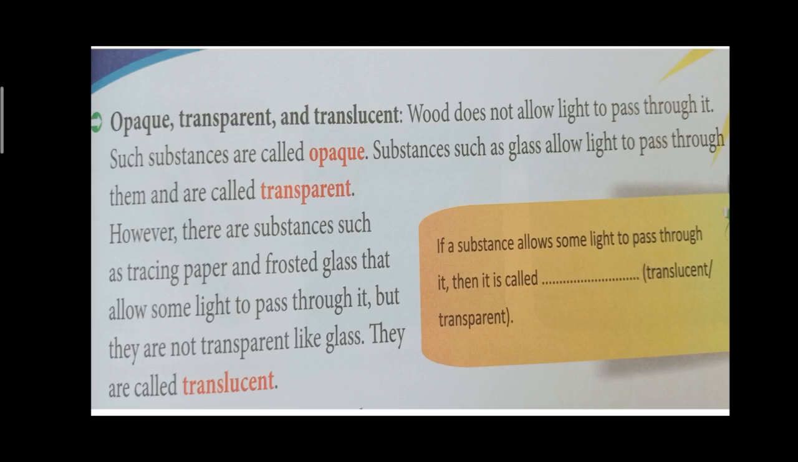Wood does not allow light to pass through it. Such substances are called opaque. Substances such as glass allow light to pass through them and are called transparent. However, substances such as tracing paper and frosted glass allow some light to pass through, but they are not transparent like glass. They are translucent. In the previous videos, we have learned about opaque, transparent and translucent. Do you understand? Okay, so we will move to the next chapter.